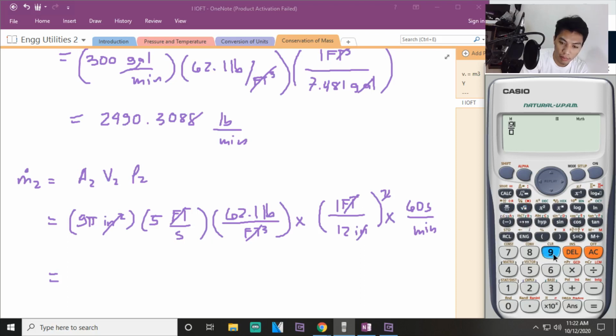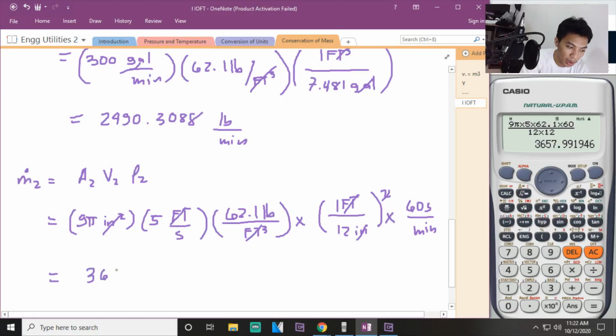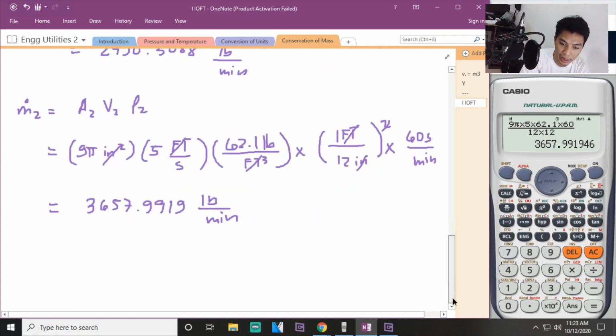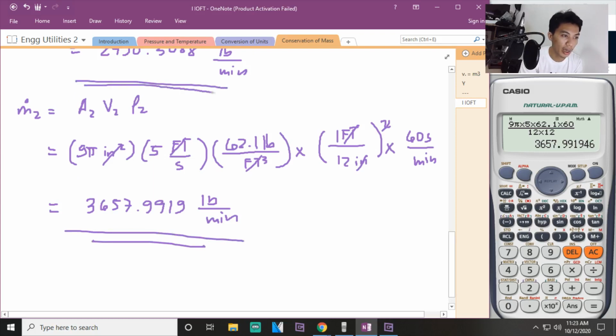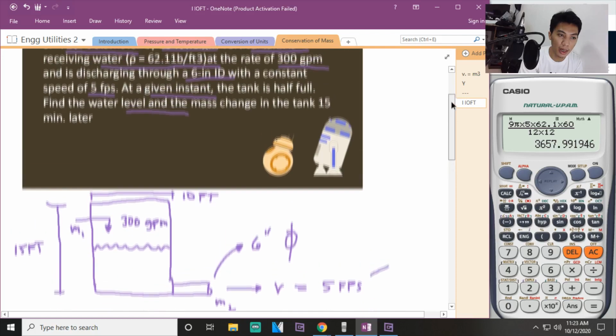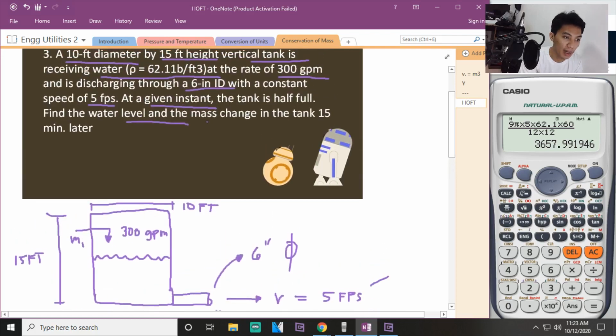Okay, 9 pi times 5 times 62.1 times 60 divided by 12 times 12. The answer will be 3657.9919 pound per minute. Yun, nakuha na natin. So, meron tayong answer dito. Ano ba tinatanong again? Recall natin. Okay? So, tinatanong dyan will be the water level and the mass change in the tank 15 minutes later.